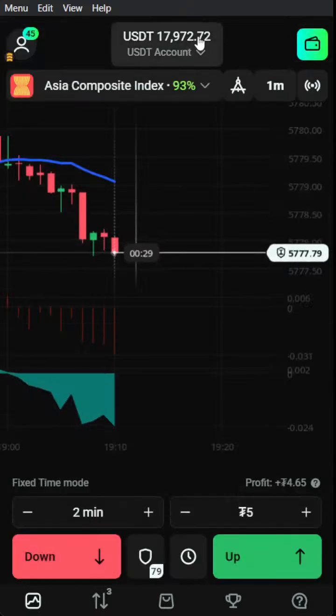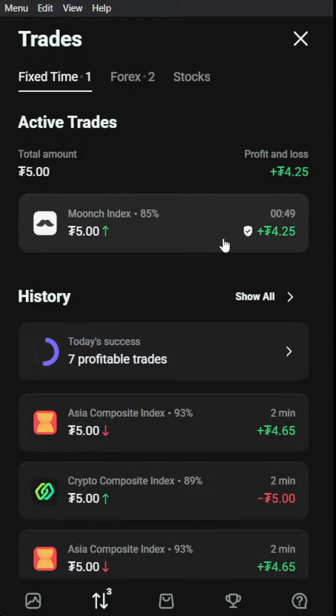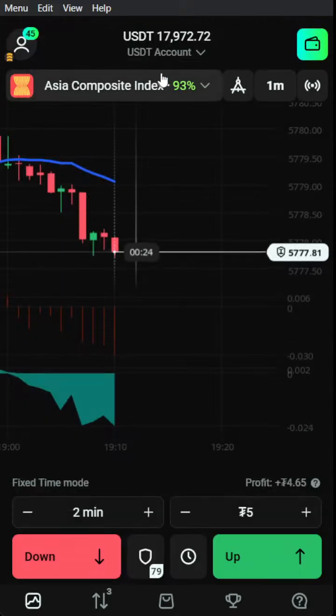No worries. Right now the balance is this much. We still have one active trade for $5 that comes back.